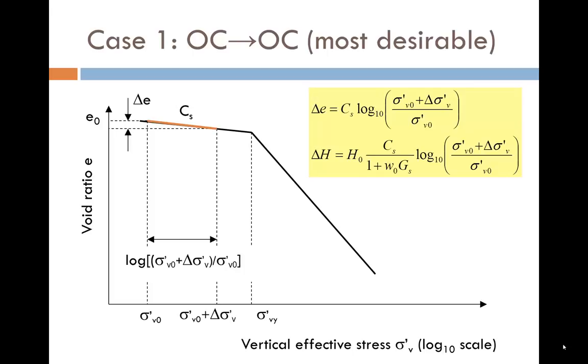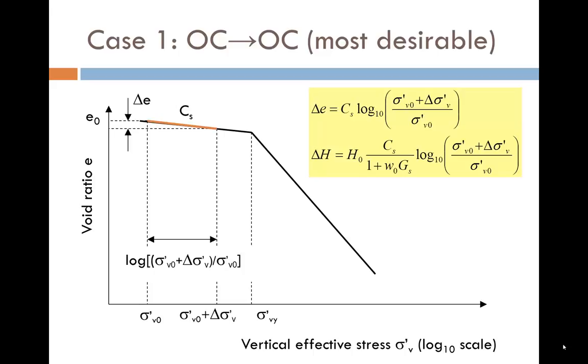There are three cases that we must consider. The first is if the soil is over-consolidated before construction and still over-consolidated after the increase delta sigma-V due to construction. In this case, delta e is calculated based on the slope of the Cs line only, using a y equals mx type approach.